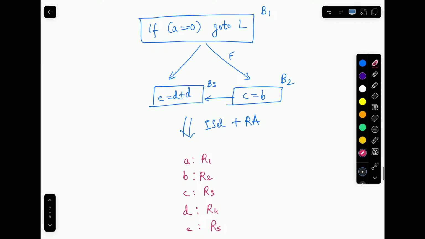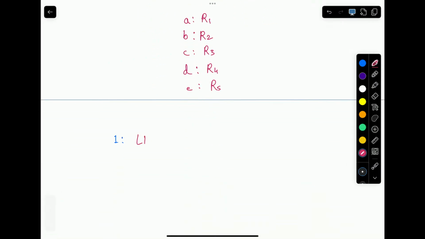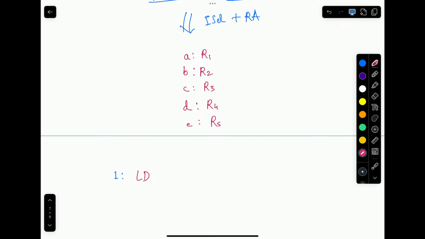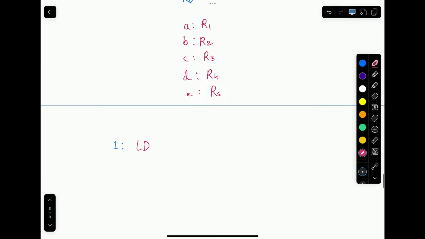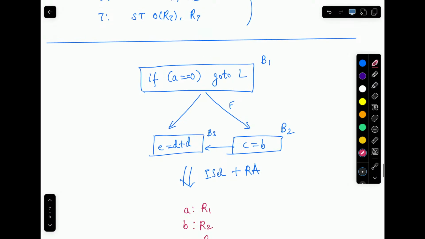For if A equals 0, go to L, let's say I do the following. I load, where is A assigned, which register is A assigned to? R1. So let's say my code generator does something like this. Get the content of R1 and store it into register R6. Why R6? Because until R5 I have already used up registers. So let me use R6 for the result of loading the value of A.